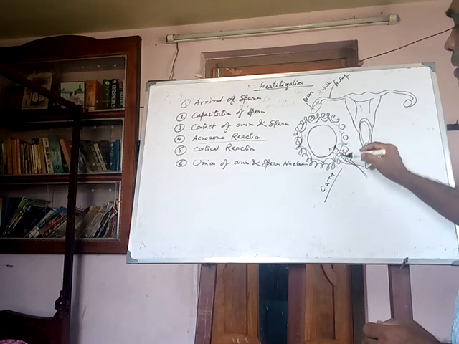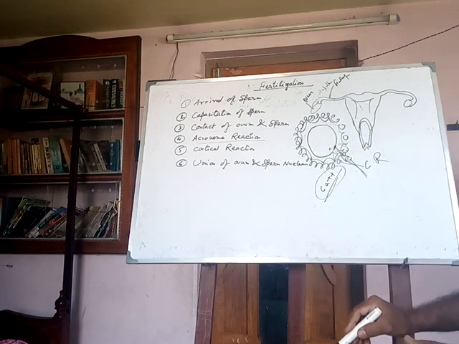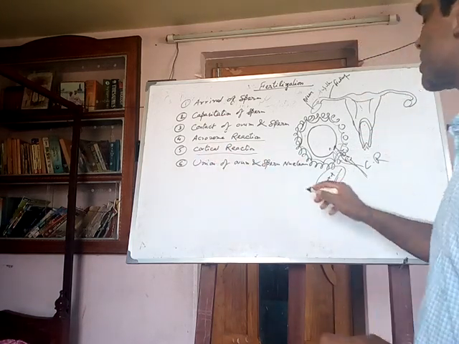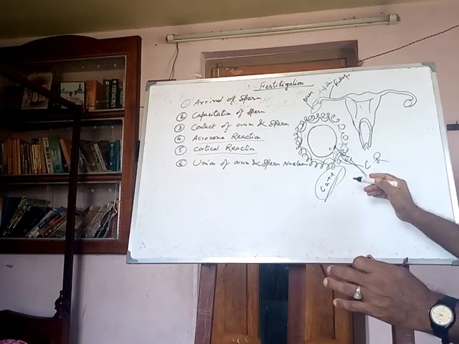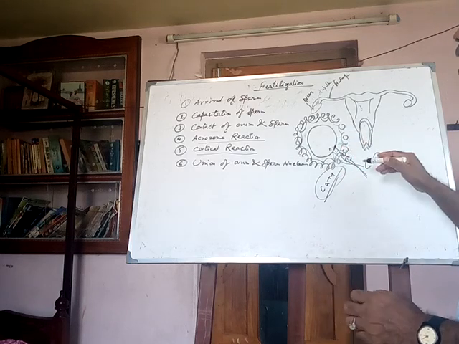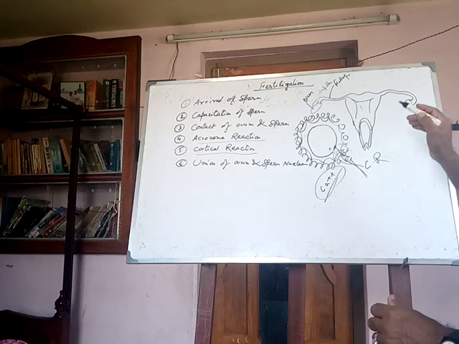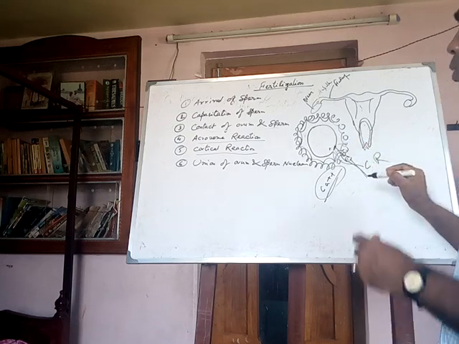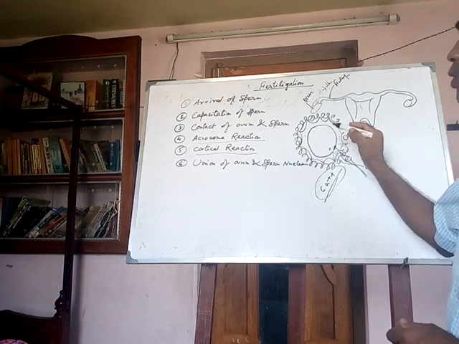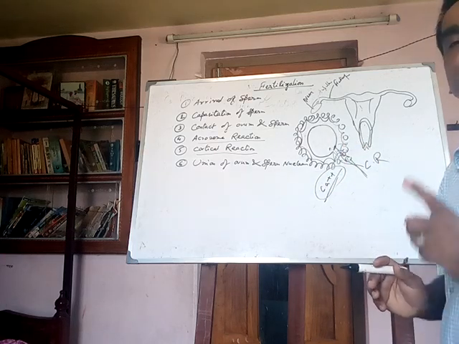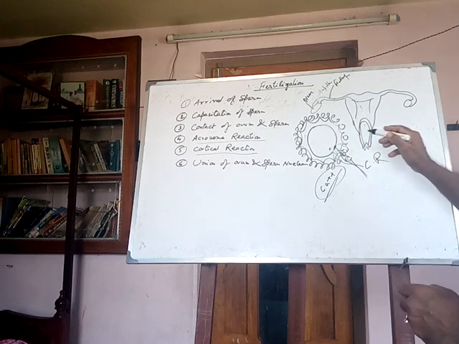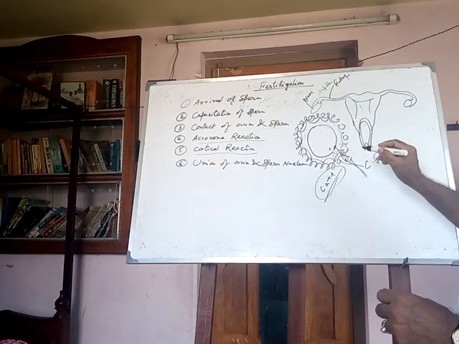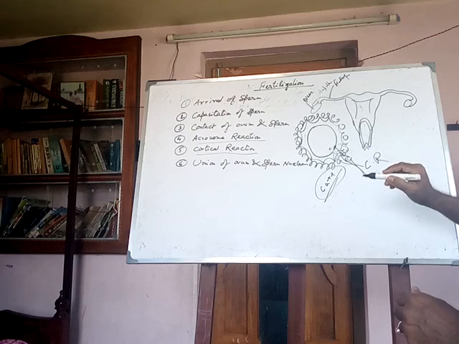And there the cortical reaction occurs, meaning the potential difference is changed, and other sperms cannot push their bodies into this nucleus. So only a single sperm can reach the inner part of the ovum body.